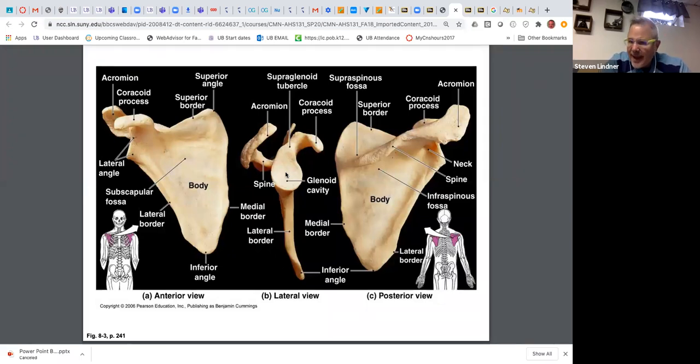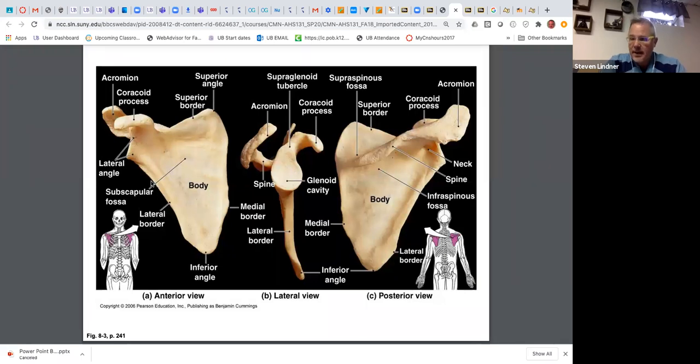Okay, so we have four fossas. Now we have three angles: superior angle, inferior angle, and a lateral angle, which is where the glenoid cavity is. We have three borders: a medial border, lateral border, and a superior border. The medial border and lateral border have two interchangeable names. The medial border is also known as the vertebral border, and the lateral border is also known as the axillary border.